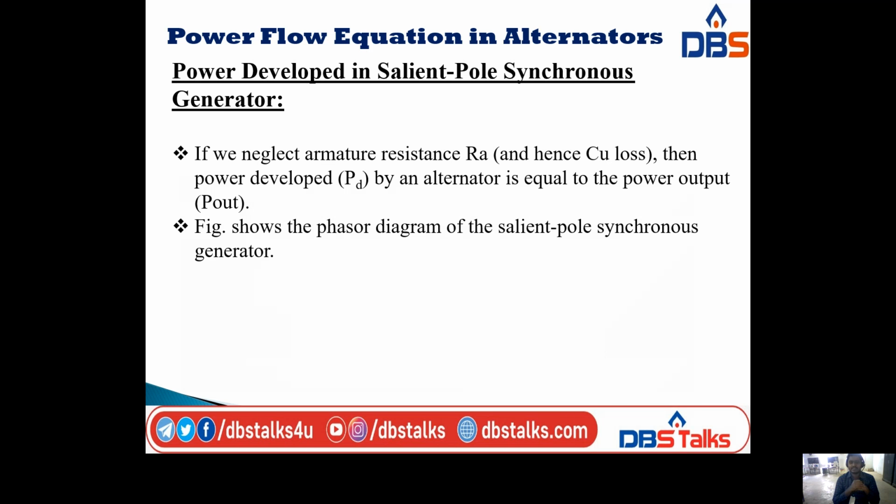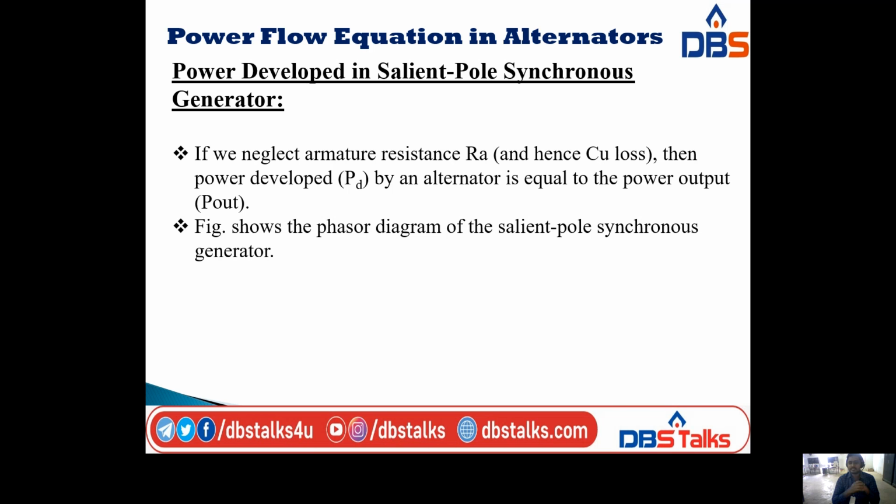Next, power developed in salient pole synchronous generators. In this case, I am neglecting the armature resistance Ra, then the power developed by an alternator is equal to the power output. Actually here I am taking two conditions. One is that I am neglecting the armature resistance, that means copper losses are neglected. The second is that the power developed by an alternator is equal to the power output, that is Pd is equal to P out.